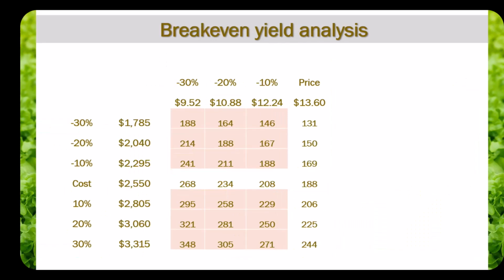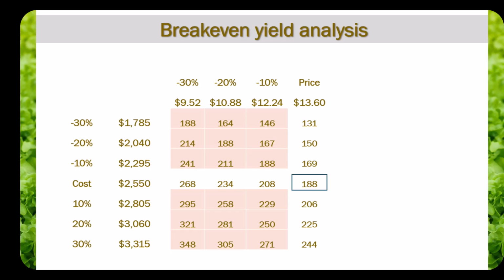For break-even analysis, we look at two key points: break-even yield and break-even price. First, the break-even yield shows the amount of spinach you need to produce just to cover your cost, meaning you are not making a profit, but you are not losing money either. Under normal conditions, this farm needs to produce around 190 pounds to cover costs.